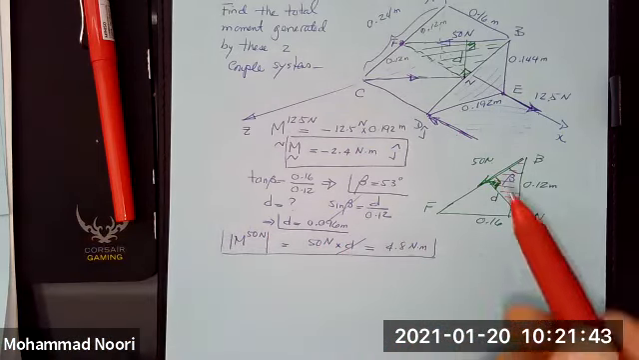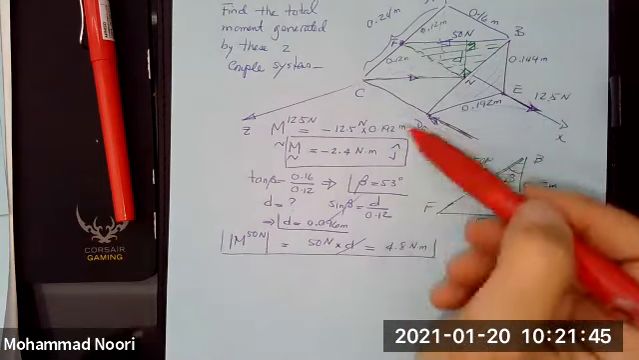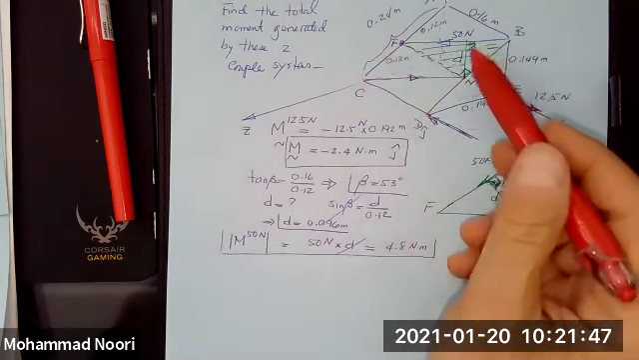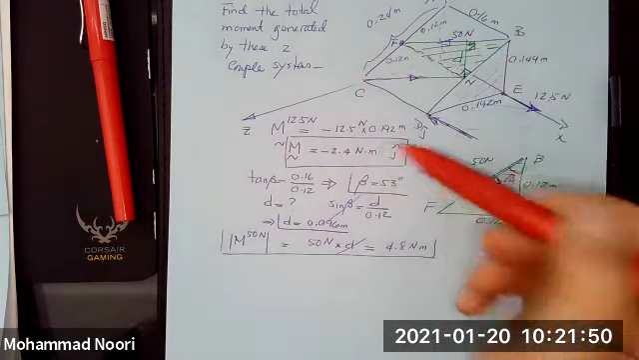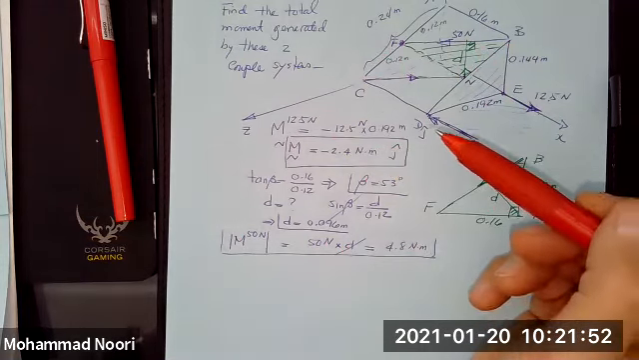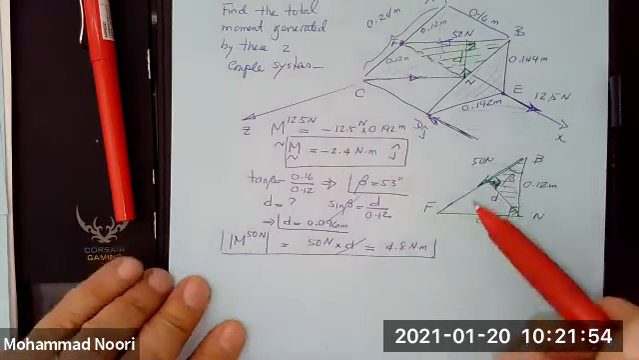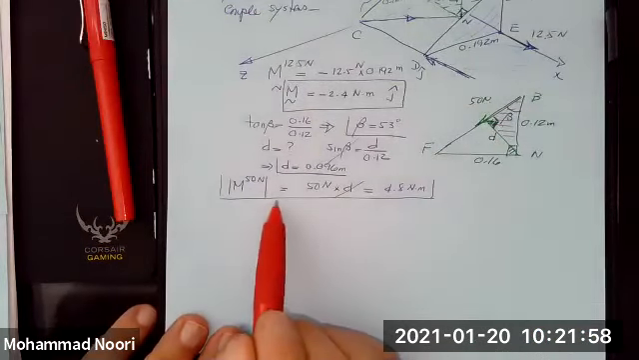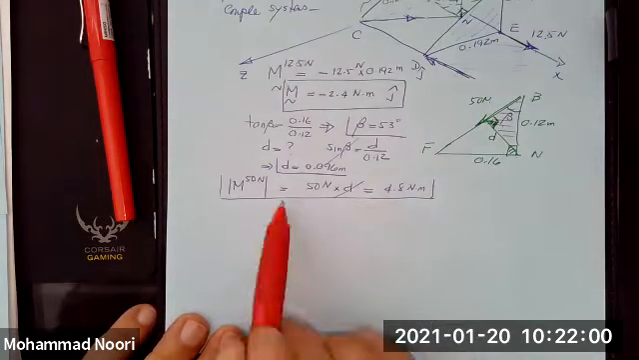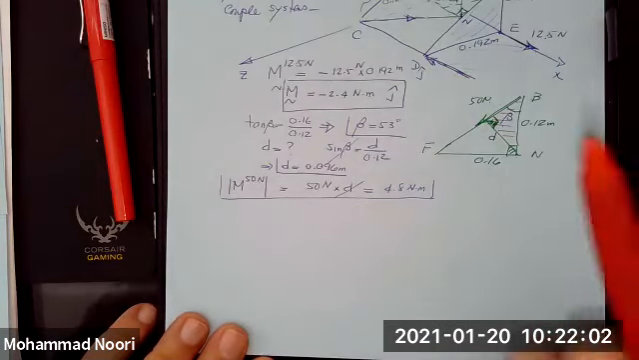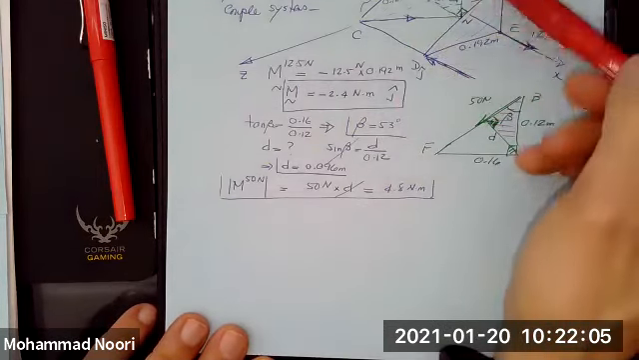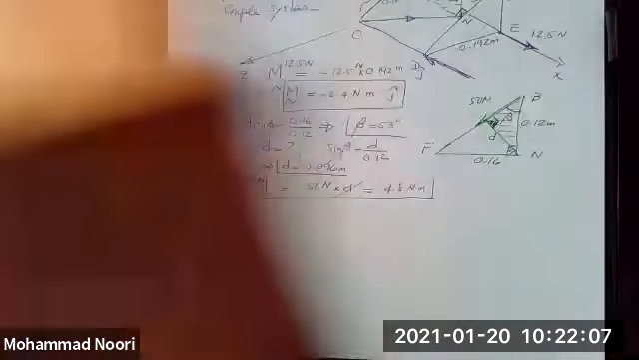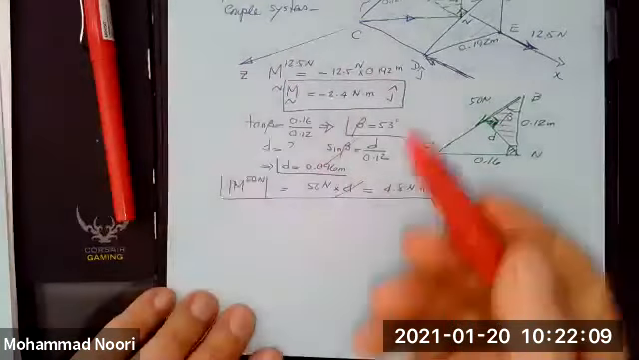But I want to have the vector equation for this couple because I want to add it to this to find the total moment, right? So this is how you set that up. This is a magnitude of a vector that is perpendicular to this plane and obviously going upward, right?